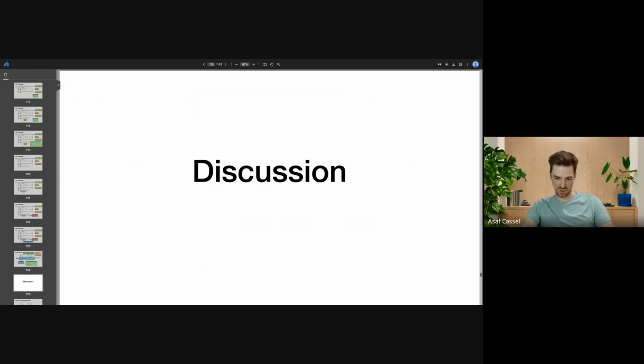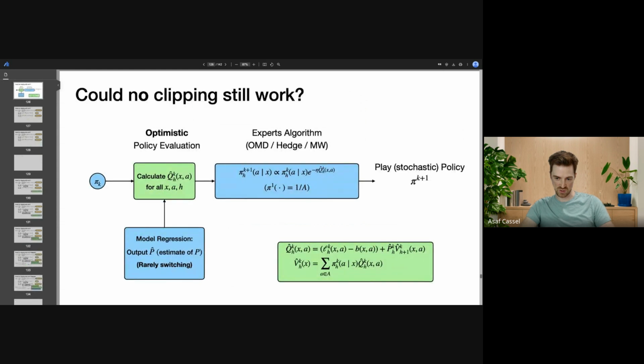Cool. So some afterthoughts, I would say. Did we actually need to clip things? I think we take it for granted in MDPs, for the most part, in RL, that you have to clip. But let's for a second forget about clipping. Let's say we're going back to not clipping. So this is again the vanilla case. Everything is the same, just no clipping, no indicators, nothing.